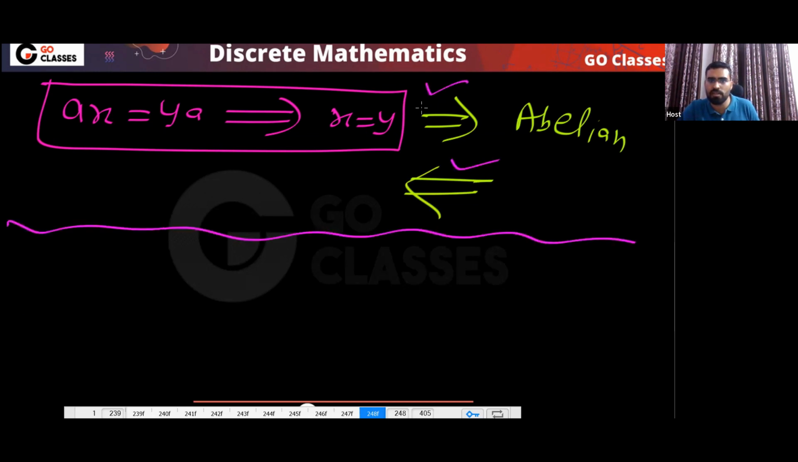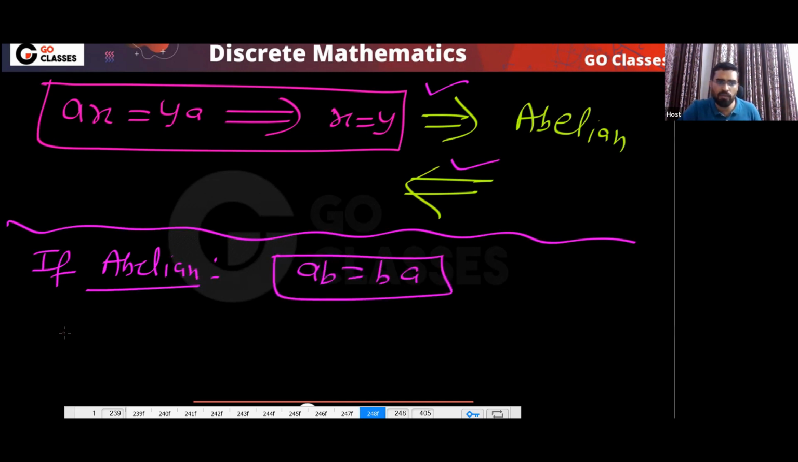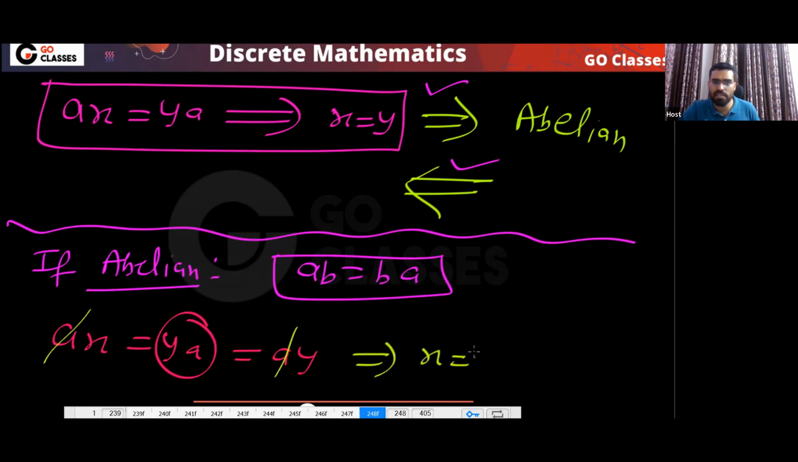This is also correct. Because if you have abelian, then it means AB equal to BA. Okay. And if you have abelian, then what can I do? XA equal to YA, this YA I can write AY. Now I can do the cancellation and I can say X equal to Y. So that is the idea. So I can say this statement is two-way.